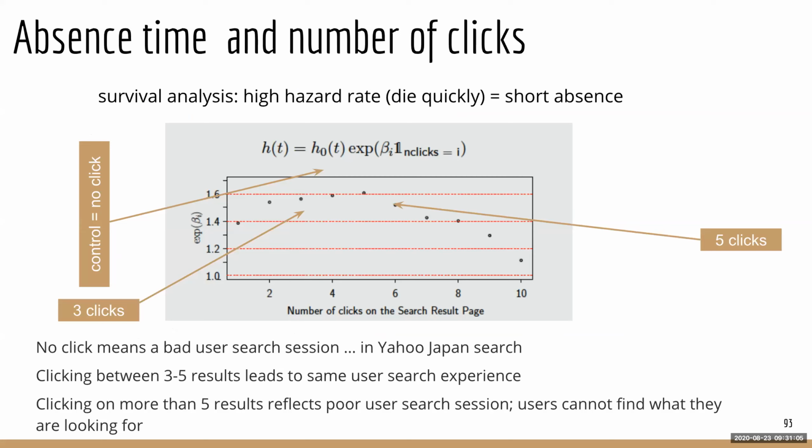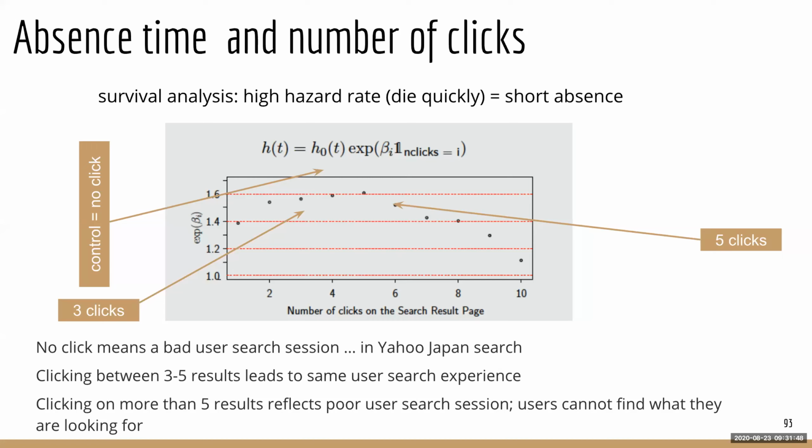And those are interesting results. So with this approach, a high hazard rate is when users die quickly. Again, we want them to die quickly, it means short absence time. So if you look at how absence time relates to number of clicks, where here H0 means no click, and higher value means shorter absence, and this is what we look for. What this means is everything is better than no click because everything is up there. Clicks between 3 and 5 results lead to the same user search experience.